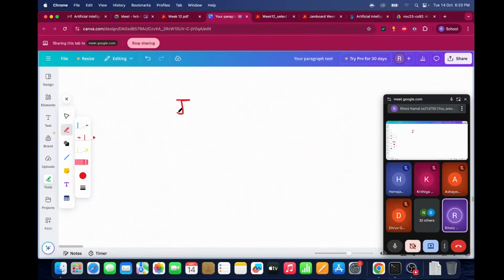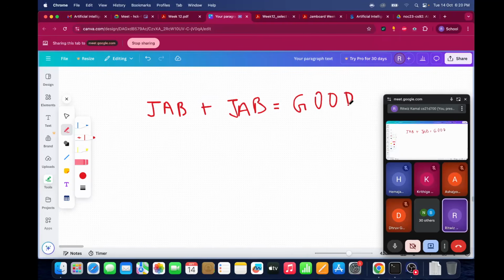So we have JAV plus JAB equals GOOD. Okay. Now one thing that we can observe from here is, again, we are adding two 3-digit numbers and getting a 4-digit number, right?